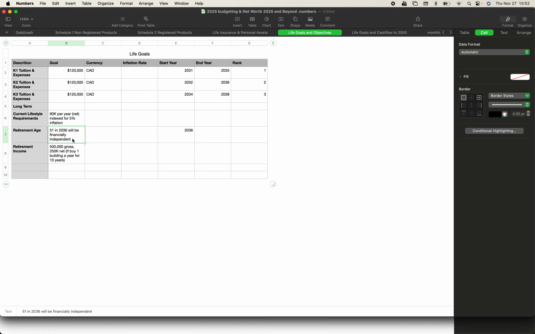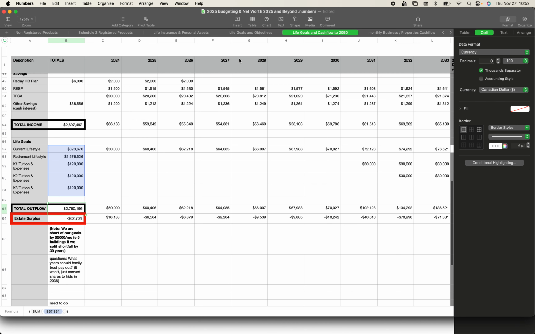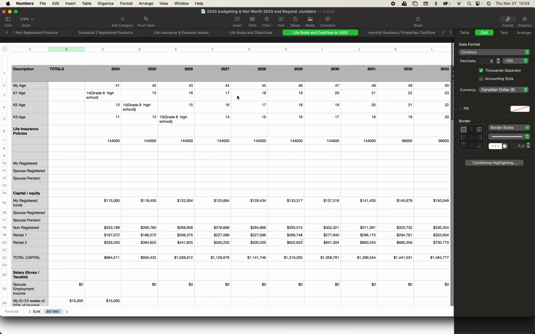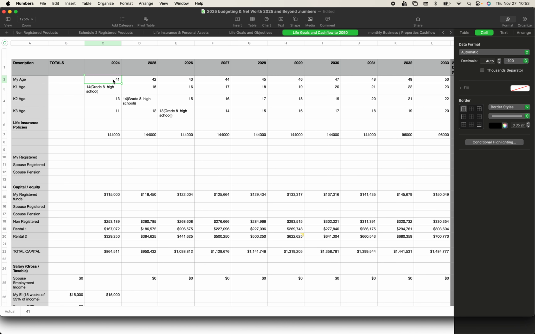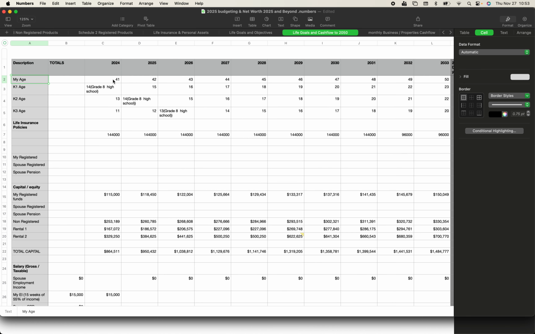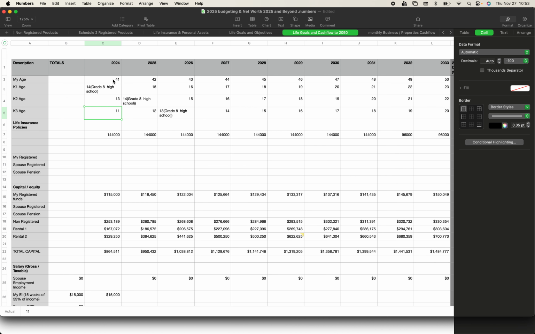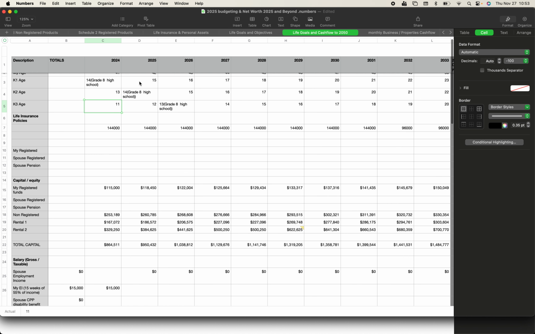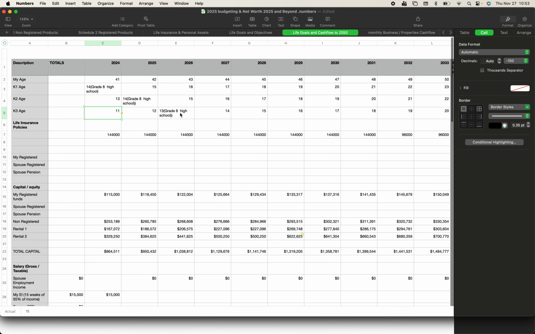Would like to be financially independent by the time they're 51, which is in 2036. And retirement income, this can be whatever goal you want. And then you would put those goals year by year into your spreadsheet, right? So here's the age of this person. Here's the age of the children, right? So you've got a 14-year-old, 13-year-old, and 11-year-old, and you just carry that forward.